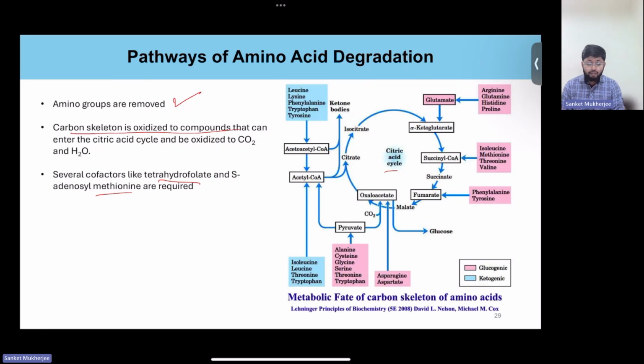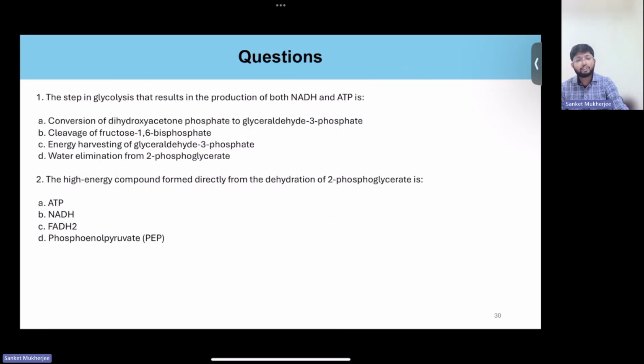Now, to look at amino acid degradation, we have three heads. Let's say alanine, cysteine, glycine, serine, even threonine and tryptophan, they form pyruvate, right? Isoleucine, leucine, threonine, and tryptophan, they form acetyl coenzyme A. These are the three main pathways. And leucine, lysine, phenylalanine, tryptophan, tyrosine, they form acetoacetyl coenzyme A. These are the three main forms of degradation. So let's now discuss questions.